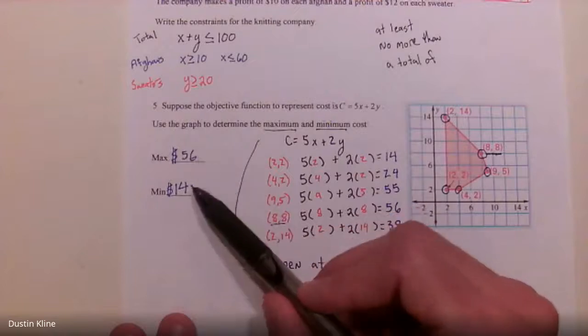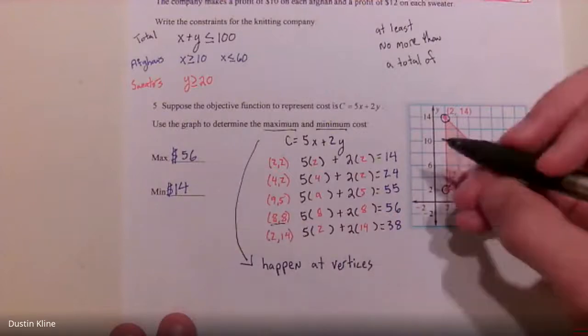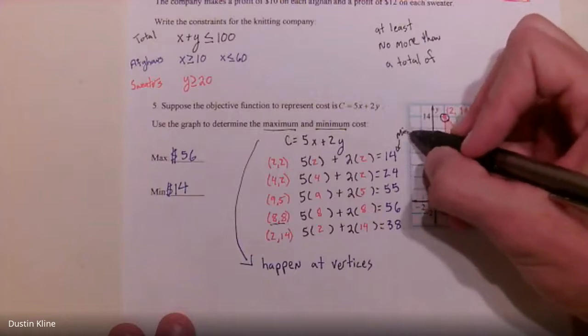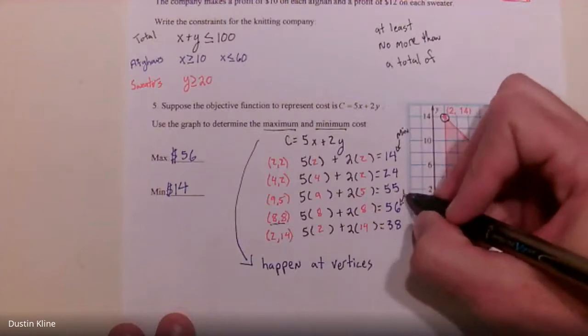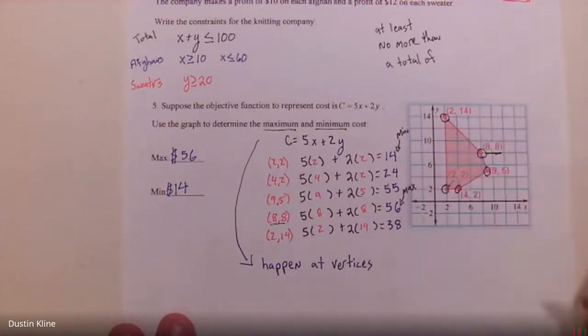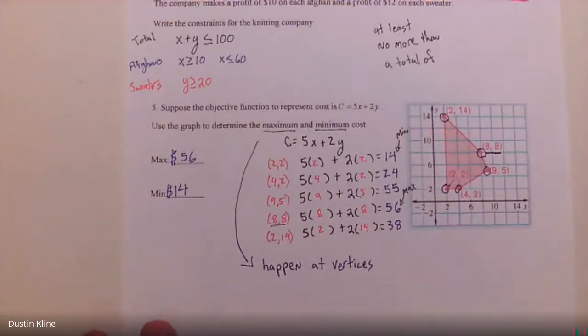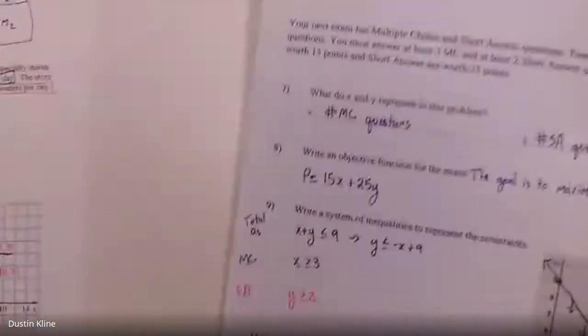It asks for the max cost and the min cost. And in this case, we found that our min was 14 and our max was 56. So whatever company this was, as they're doing a cost analysis and trying to understand their production process, your maximum is 56 and your minimum is 14 possible dollars.